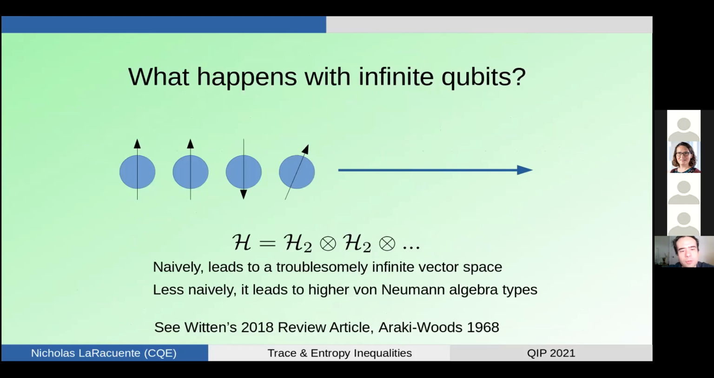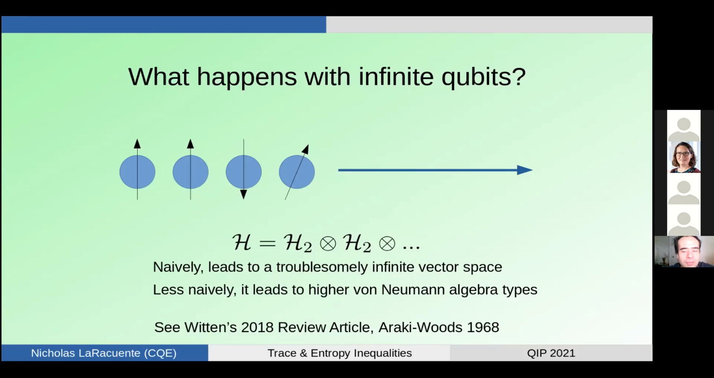But there are other ways we could think of taking an infinite dimensional system. So we could, instead of just taking the dimension to infinity, try to tensor on infinitely many qubits, and so make an infinite qubit chain. And naively, this leads to an infinite vector space with uncountable dimension. There are some issues with this, but less naively, we can actually get von Neumann algebras of higher type that will have physical meaning.